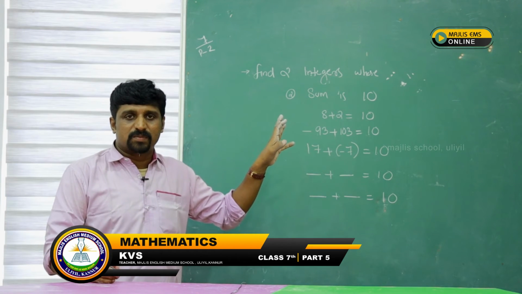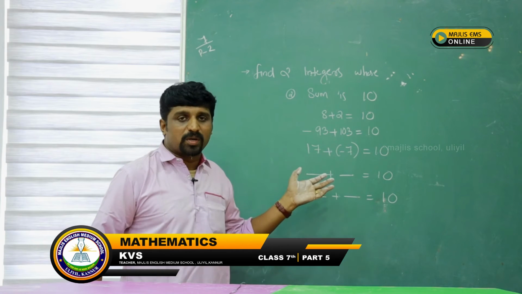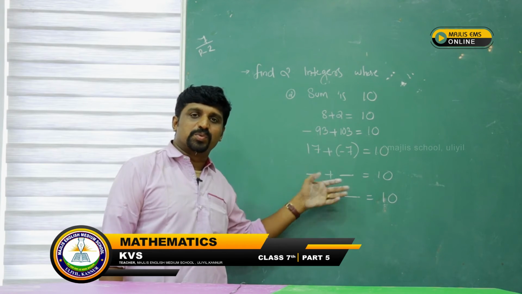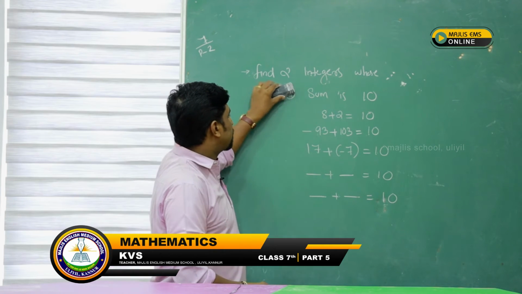Any two numbers. Okay, not two numbers only. So many numbers are possible. Just you can write like this only. If you got the idea then you can fill these two. The answer we need is 10, the sum.